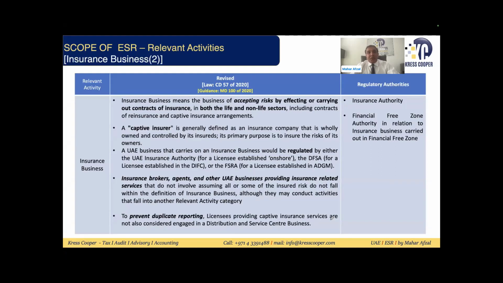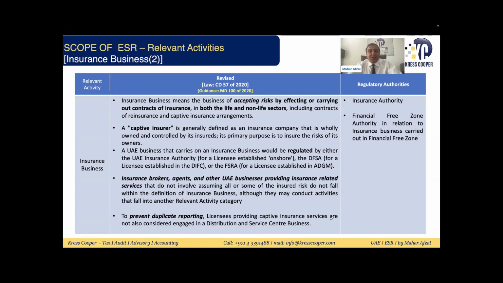For the insurance business, the important thing is that the entity is accepting risks and signing contracts in both the life and non-life sectors. So it can be insurance contracts, reinsurance contracts, captive insurance contracts. If the entity is accepting risk and signing contracts in life or non-life insurance, it will be assumed the entity is involved in the insurance business relevant activity. Otherwise, it will not be considered a relevant activity.